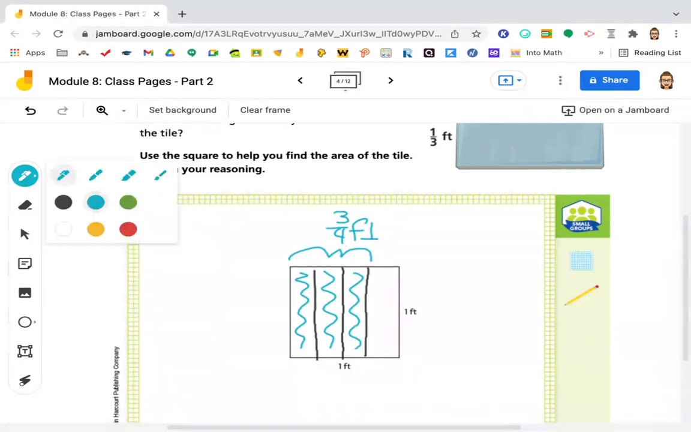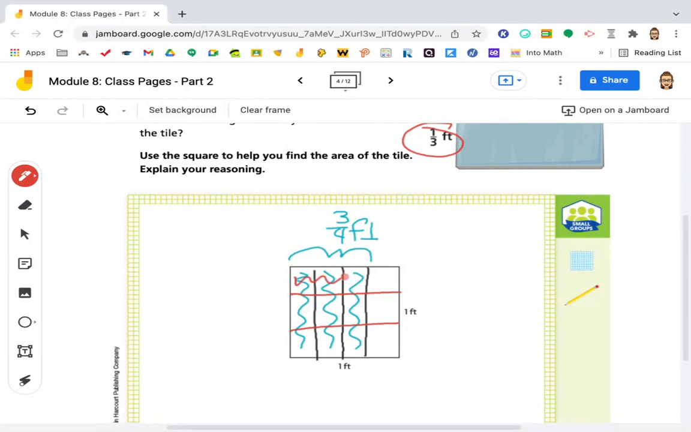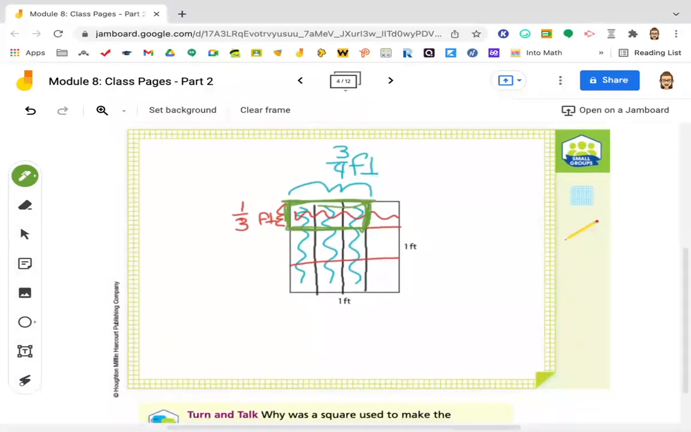Then we have 1/3. So I'm going to split this into 3 equal sized parts, or as close as possible, and I'm going to shade 1 of them. So we get 1/3 of a foot. To figure out what my answer is, I'm going to look at what is shaded by both. And that would be these 3 tiles here.